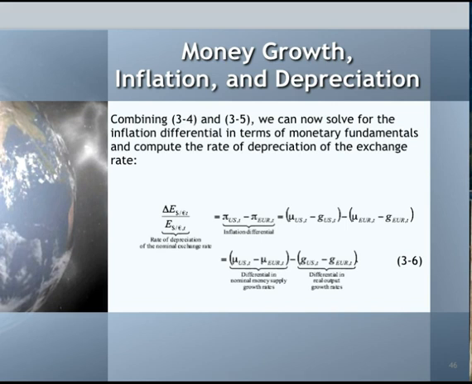So putting all this together, we get that the inflation differential is equal to the difference in mu minus g in the United States minus mu minus g in Europe. So what does this tell us? Well, we found out earlier that the appreciation or depreciation of the exchange rate was equal to pi minus mu. And so what we now have is that the rate of depreciation of the nominal exchange rate is equal to the differential in nominal money supply growth rates minus the differential in real output growth rates.